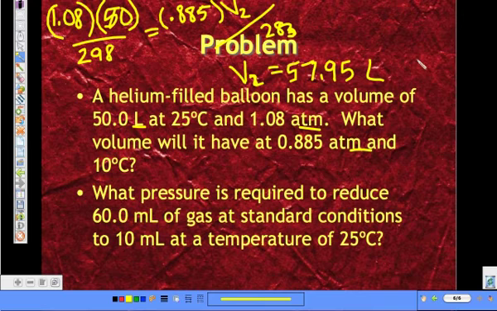Yeah, it looks like it's a reasonable answer since we started at 50 liters and we went up to 57. That looks reasonable. Yeah, that's what I got. So I solved the left side, so the left side is equal to 0.181. And then you have to multiply by 283. You get 51.28, but then you have to divide by 0.885 to get 57.